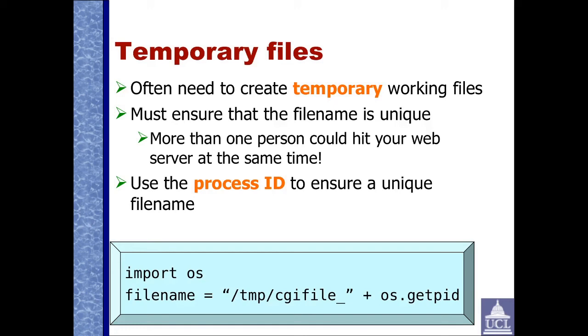Now, every process that you have running, every command that you run, every program that you write and then run will have its own unique process ID while the program is running. And what you can do then is import the OS module and then construct a file name which contains os.getpid. The os.getpid obtains the process ID for the currently running process.